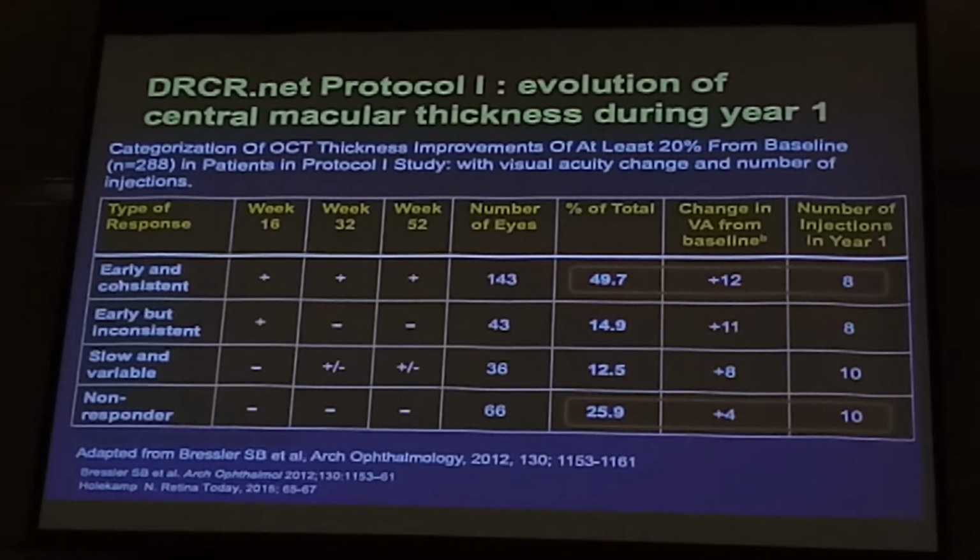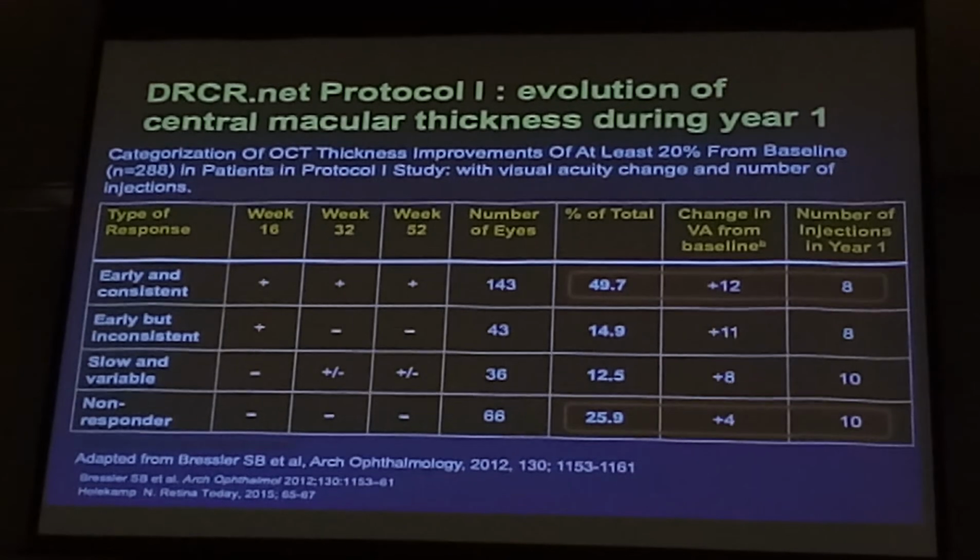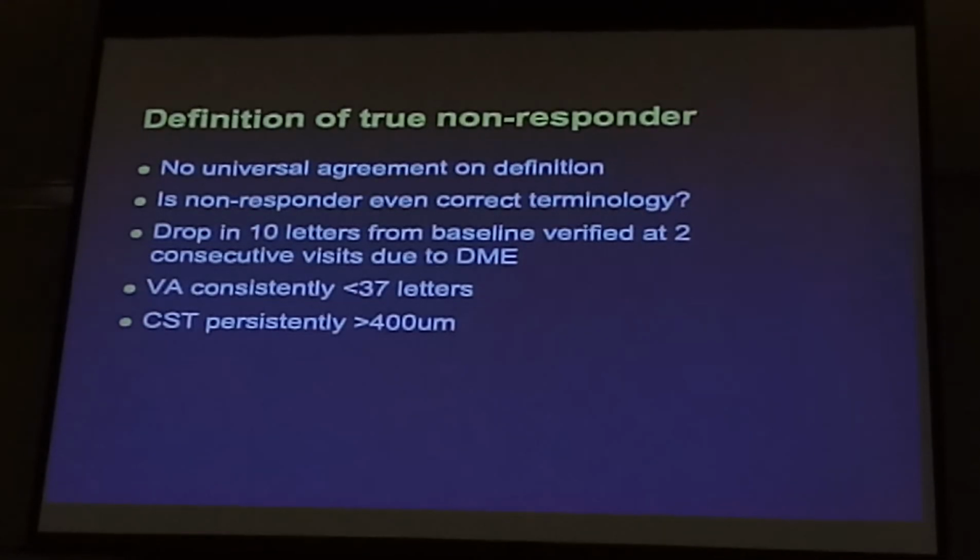If you look at DRCR-NET, there were 4 patterns of response. The best one, more than 50%, early and consistent. So those are the ones who behave like the trials. You treat, 8, 9 injections in the first year, you get a good result. The problem is this group, the non-responders, which accounts for about a quarter. Okay. What do they look like? These are patients who have a drop in vision, VA consistently poor, so this is worse than 6/24. See the central subfield persistently more than 400 microns. That means you're not getting a good response with your anti-VEGF treatment.